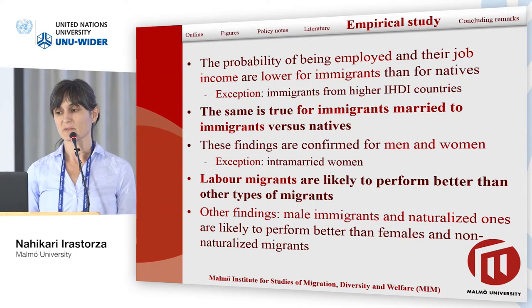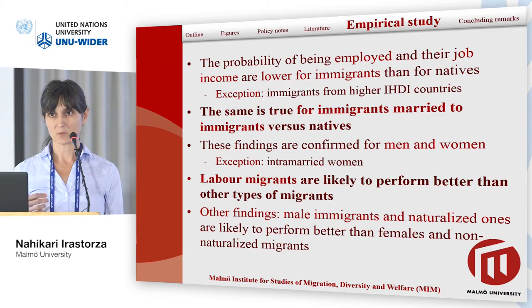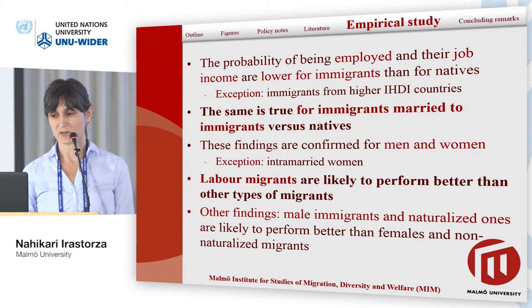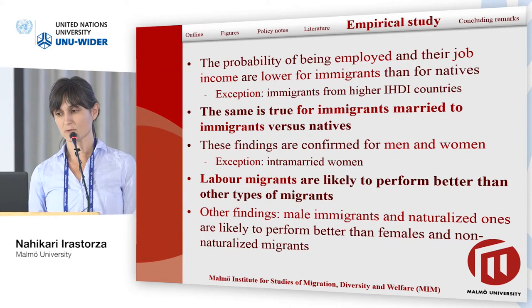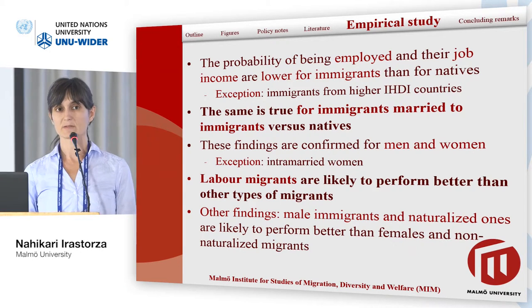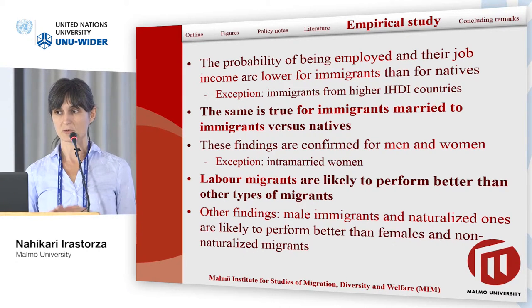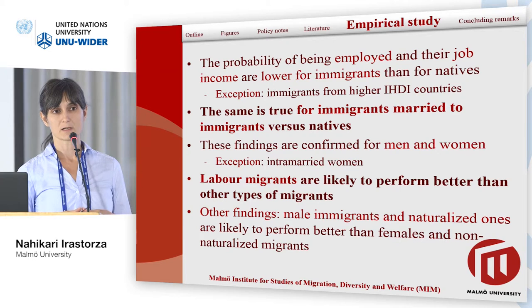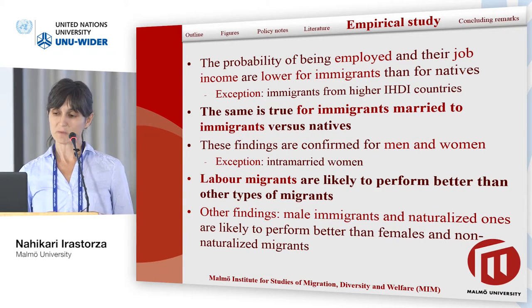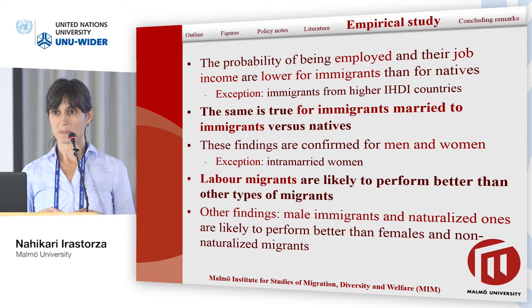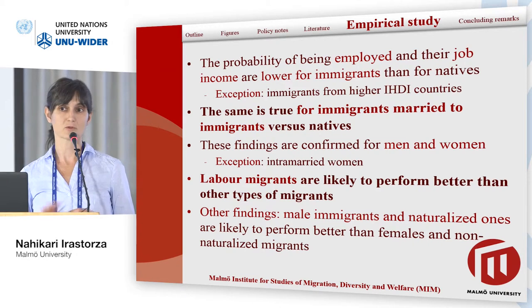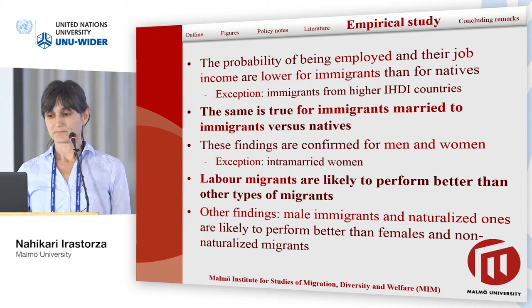And the same is true within immigrants. Intermarried immigrants were doing better than intramarried immigrants. These findings were confirmed for men and women, with the exception of intramarried women. But this is not surprising, since household income is lower in immigrant households, so immigrant women often need to work longer hours than native women. The number of hours worked is something that we could not control for.